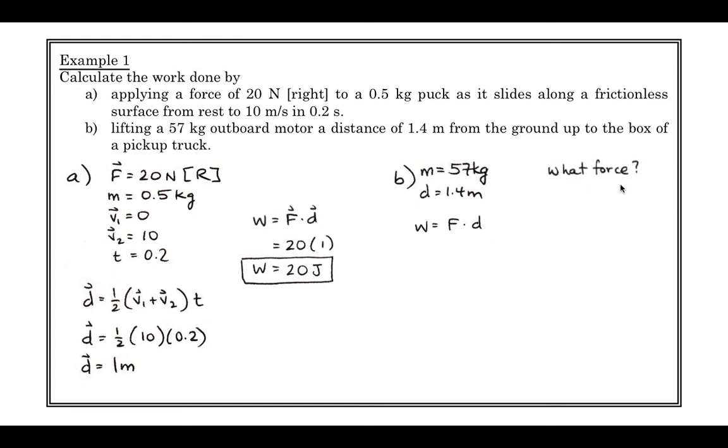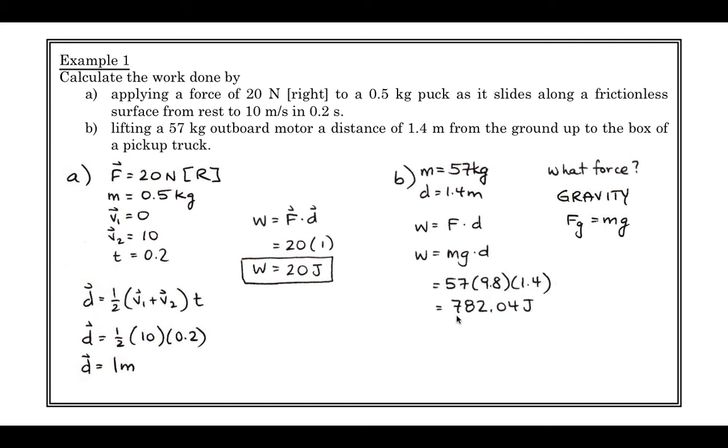So what force do we use? We're of course using gravity. The force of gravity, we know, is equal to mg. We can substitute this into our equation for work and make our appropriate substitutions, and we find that this is 782.04 joules, which will of course round off to the correct number of sig figs. Okay, and we continue.